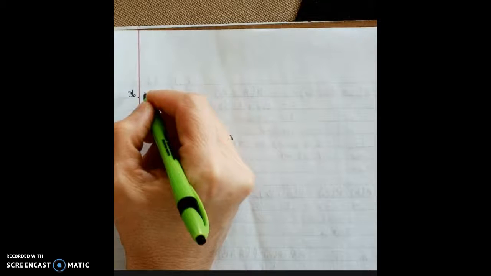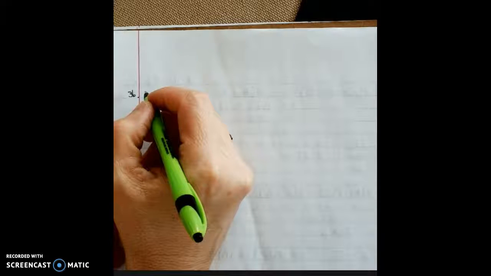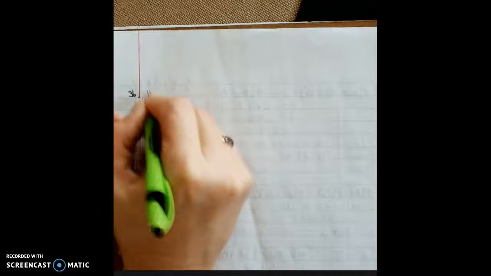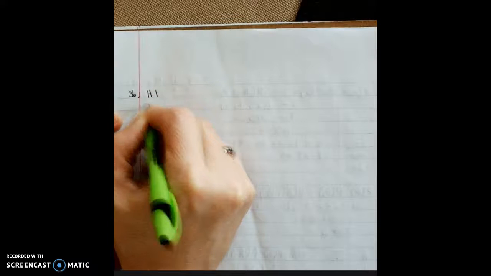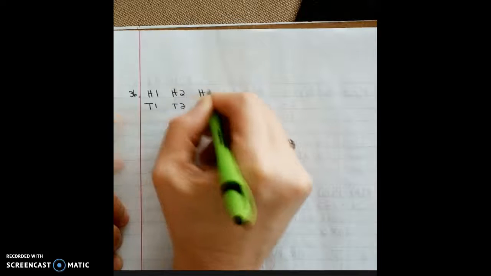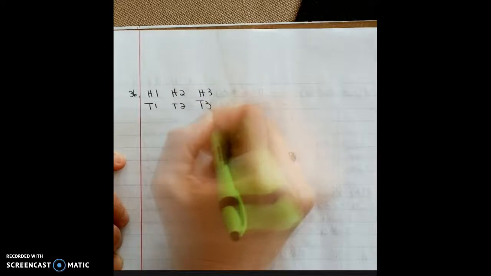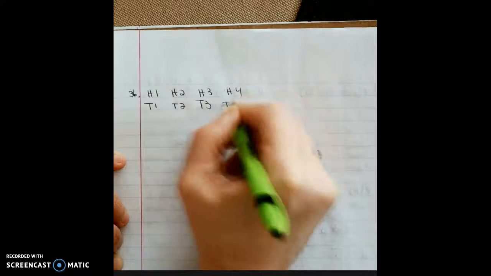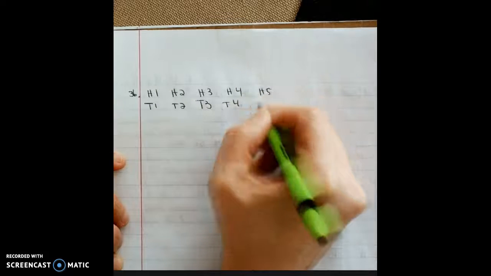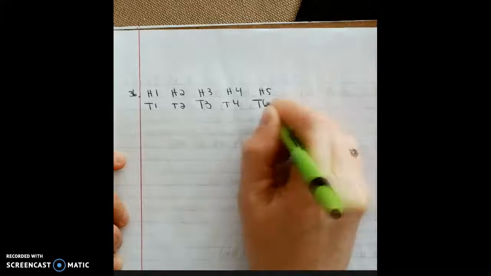We flip a coin and we roll a die, so they want us to list the sample space. So I could get a heads and a 1, or tails and a 1. Heads 2, tails 2, etc. So this is a 5.